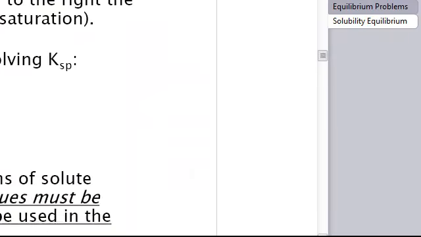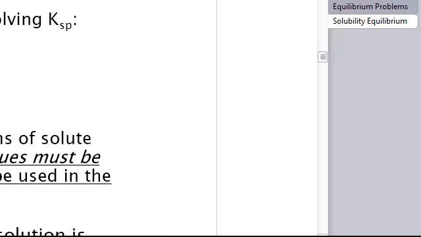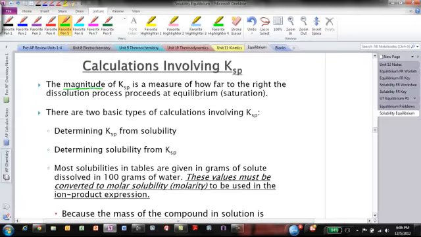Alright, so that's writing Ksp, and now we have to talk about calculating. The size of Ksp tells you how far it dissolves, how far right it goes. If K is big, it dissolves a lot and it's very soluble. If K is small, it doesn't dissolve very much.